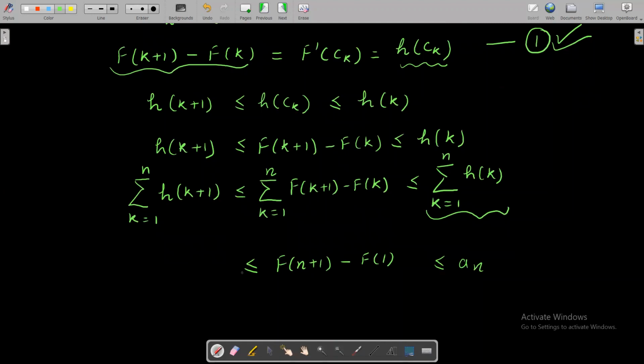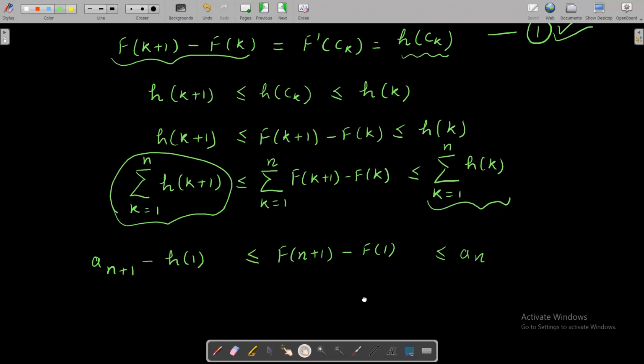And it is greater than or equal to, now what should I write here? This is h2, h3 and so on. So I can say that this is nothing but an plus 1. But now one term is missing. What is that one term? H of 1 is not being created in the sigma. Because it is not created, I have subtracted it from an plus 1. So now what we have written is an plus 1 minus h of 1 is less than or equal to f of n plus 1 minus f1, less than or equal to an.